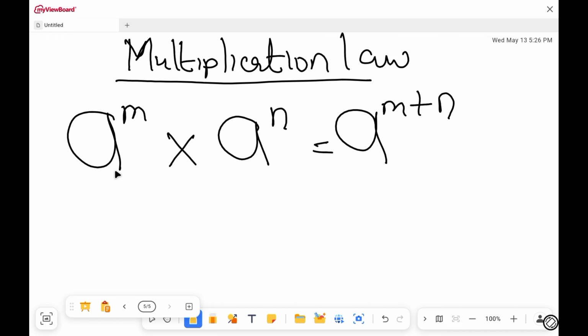What is that telling us? It means that when you have two bases with different powers multiplying each other, you just pick one of the bases, that is a, then you add up their powers together. So that's what it means. For this law to hold, both numbers must have the same base. They may have different powers, but what is more important here is that the numbers must have the same base.